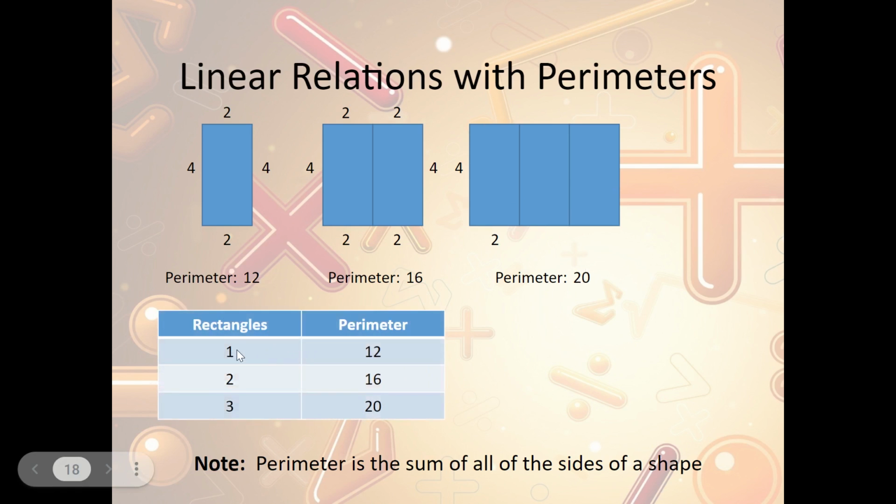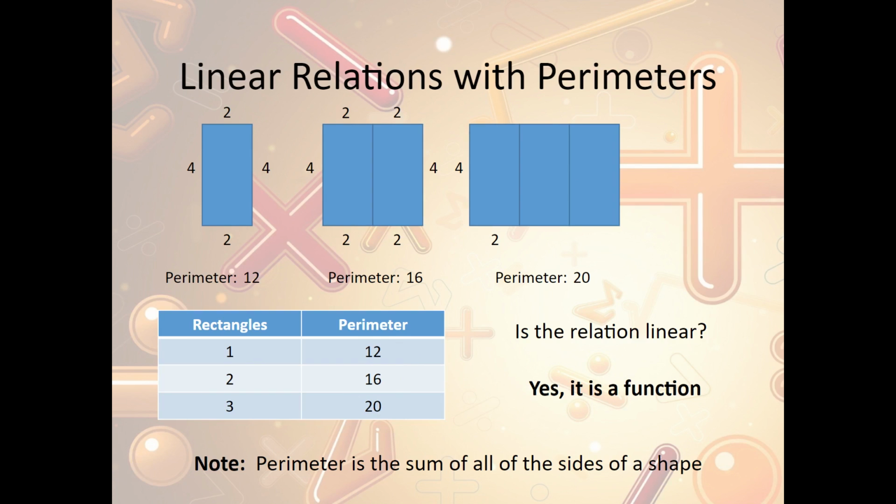So now, if we were to do this by the number of rectangles and the perimeter, so this is one rectangle here, which was a perimeter of 12, 2 rectangles was a perimeter of 16, and 3 rectangles is a perimeter of 20. Therefore, we want to know, is this linear? Well, we're adding by 1 each time here, so that's consistent and addition. We're adding by 4 each time here, that's consistent and addition. So yes, it is a function, and it is linear.